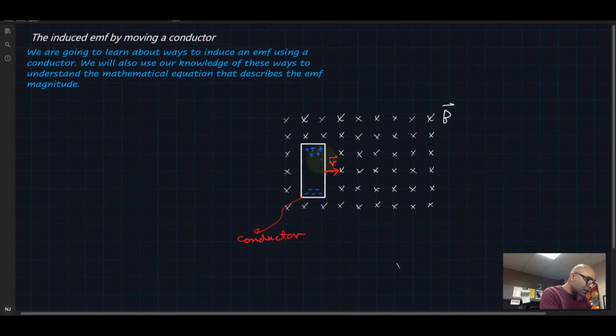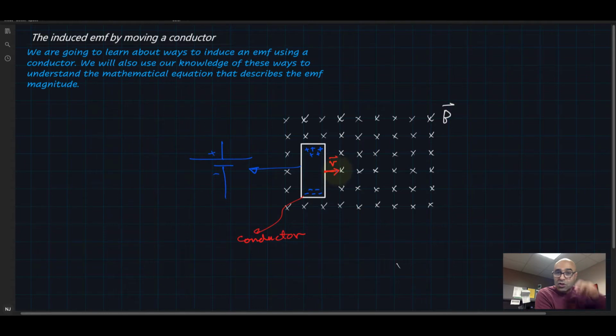Now look at this. This is a conductor that has a positive charge here. What does that represent? It represents a battery. Because the positive charge here and negative charge here, that's what a battery is. That's a positive and that's a negative. And that's how you create an electromotive force. Now as you move the conductor this way, the charges will keep feeling that force and they will get separated, and you will create a battery or an induced electromotive force.